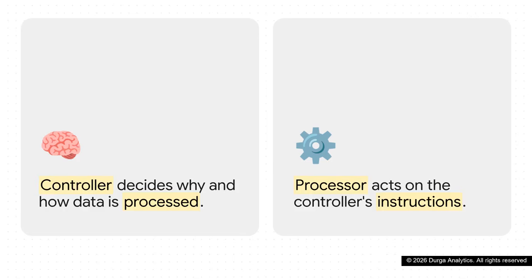Under Europe's GDPR, the controller decides why and how data is processed. That's usually you. The processor acts on your instructions. And a sub-processor is a processor hired by your processor. Over in India, the DPDP Act uses data fiduciary for the controller equivalent. And in the US, state laws like the CCPA use business and service provider. Pinning down the exact terminology is step 1 in enforcing accountability.